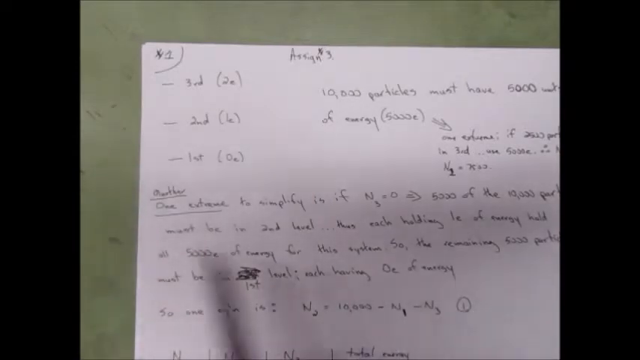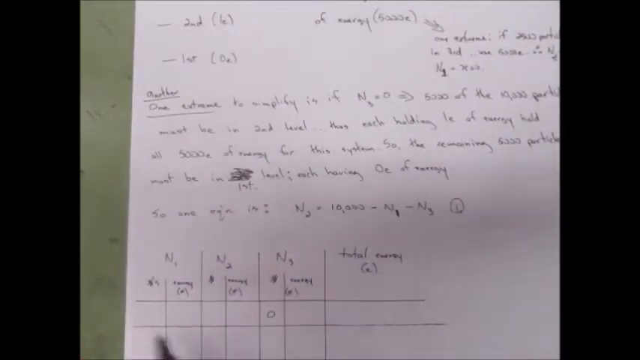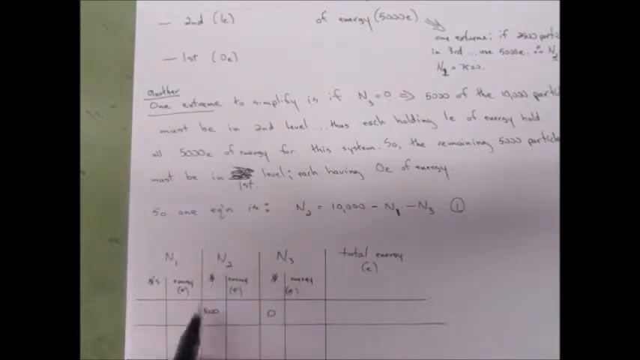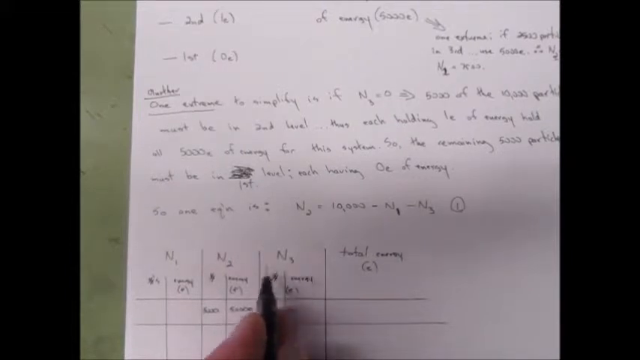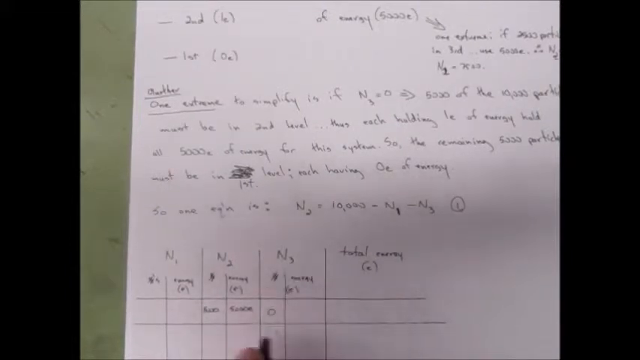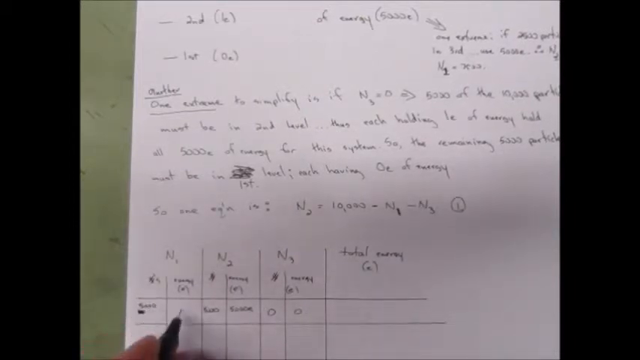So there's a couple of ways we could look at it. This extreme is going to be easy to fill in a little chart here. If we're claiming 5,000 were in the second energy level, and each of them uses up 1 unit of energy, then all 5,000 units of energy are used up by the 5,000 in the second. We know that there would be 0 in the third, so there's no energy used up by any of them because there isn't any. And the remaining 5,000, because there's 10,000 total, have to be here. So that'd be 5,000, 0.